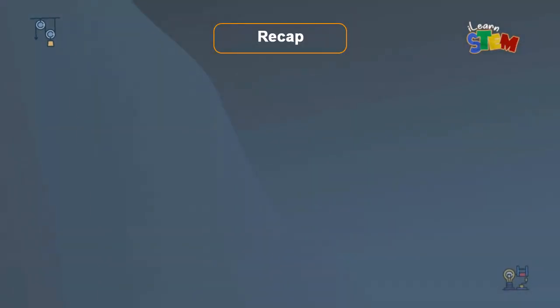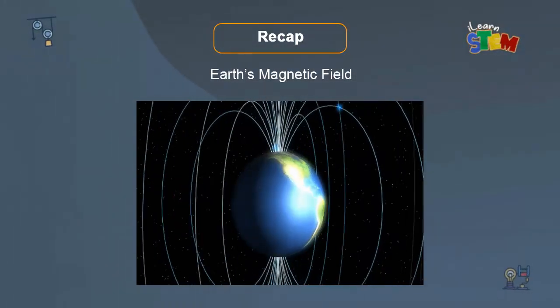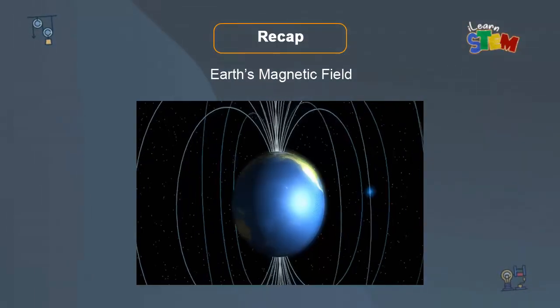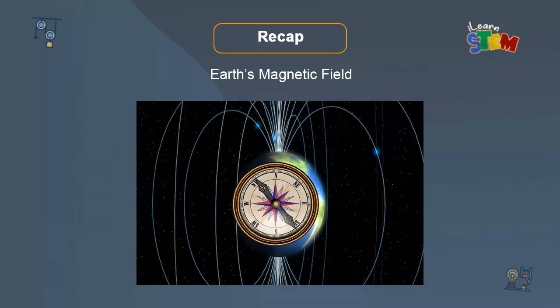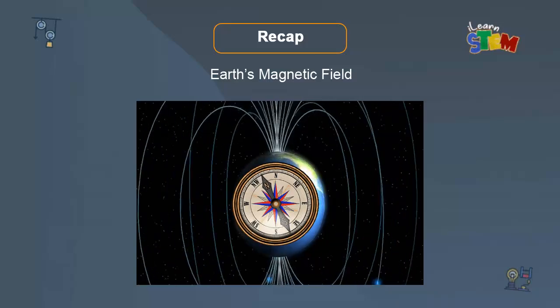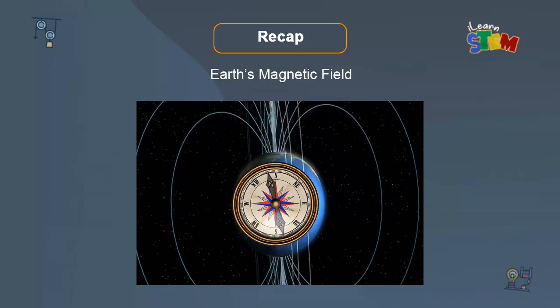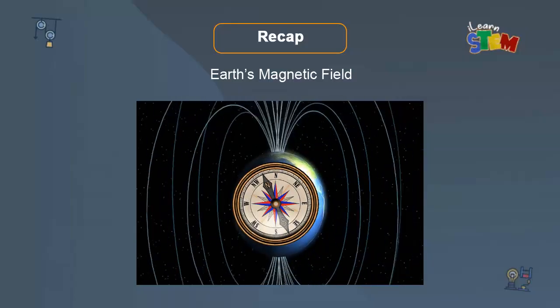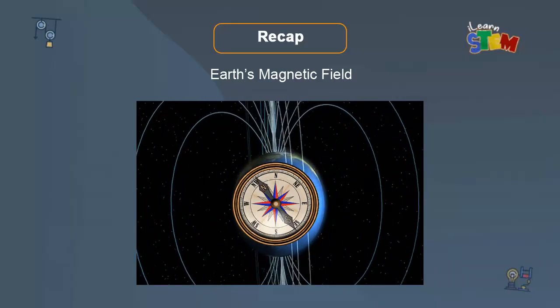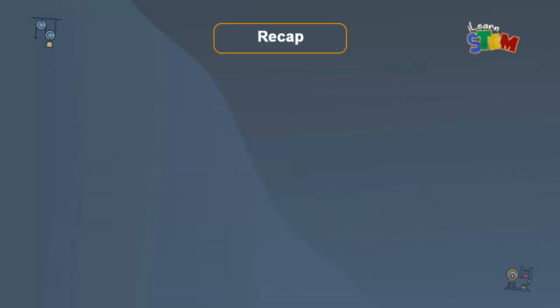In our last class, we explored two major concepts. First, we learned that there is an invisible magnetic field surrounding the Earth, which affects magnetic materials and compasses. When you bring a compass or a magnet anywhere on Earth, it interacts with this magnetic field. This is why a compass needle always turns to point in a specific direction. It is responding to the Earth's magnetic field.